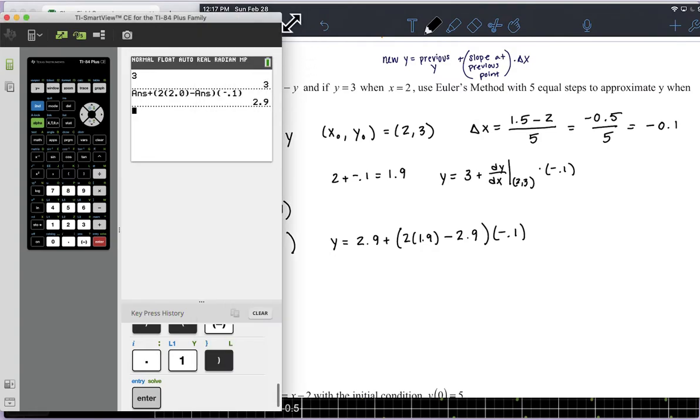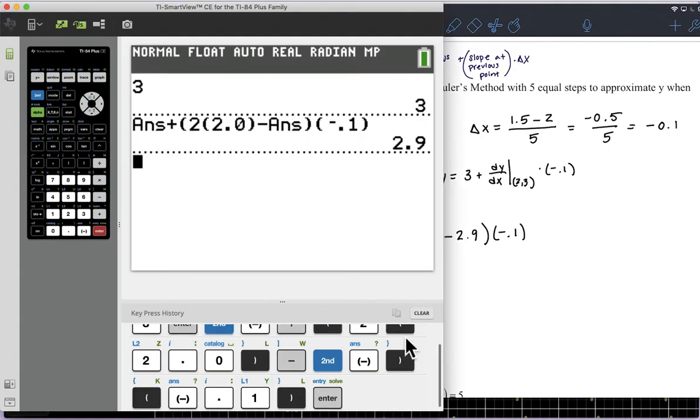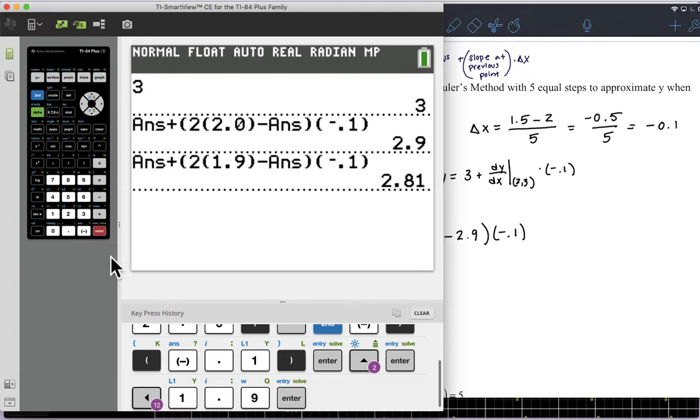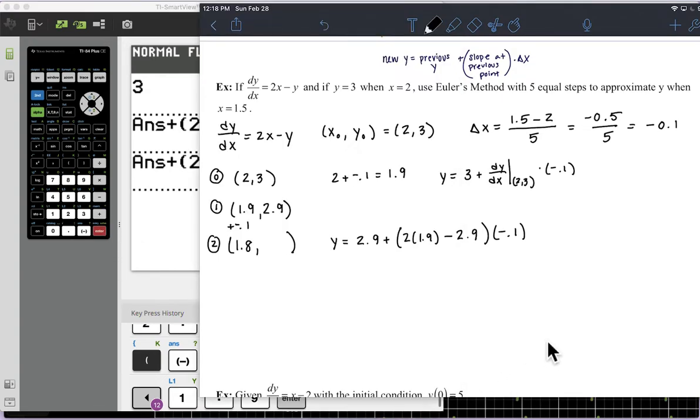So if I go back to my calculator and make this bigger, I'm going to go up and copy down my previous line. And so when it has that minus answer, it's always pulling the previous answer. So wherever it says ANS in this line, it's pulling 2.9. So I only need to replace this. I want to do 1.9 instead. And now I get that my next y coordinate is 2.81.